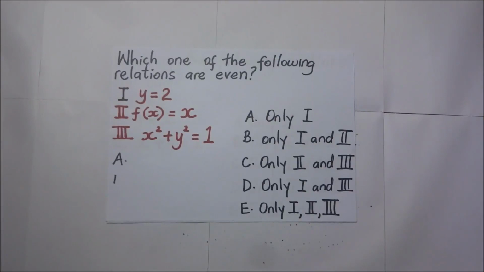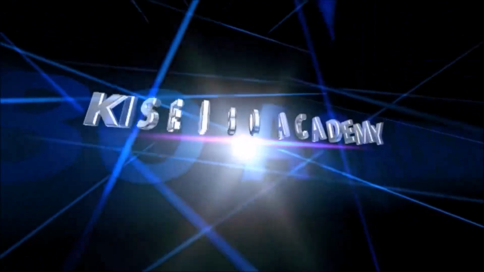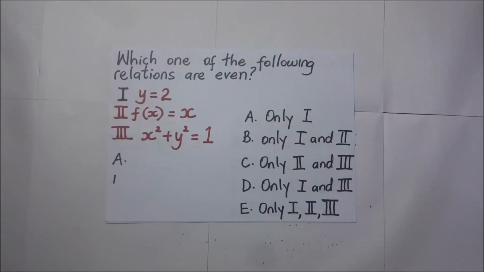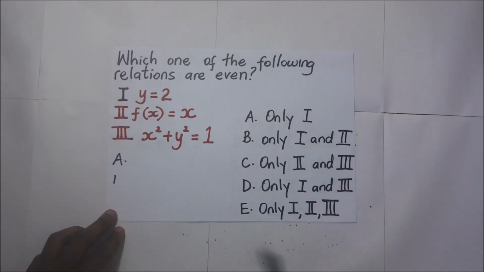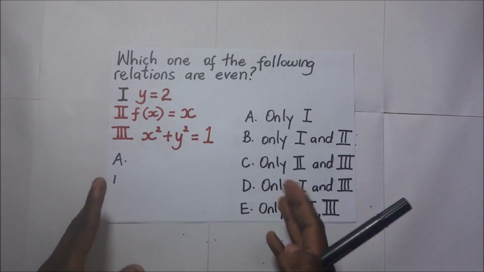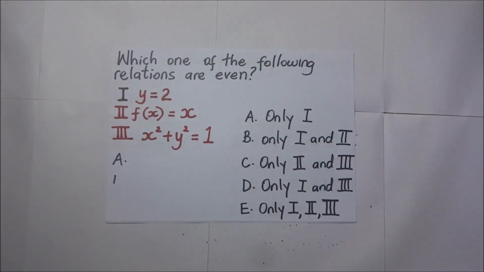In this session, we are going to do 3 multiple choice questions regarding the topic on odd or even functions. Now, which of the following relations are even? We have Roman 1, Roman 2, and Roman 3. We have y is equal to 2, y is equal to x, and then x squared plus y squared is equal to 1. Which of these relations are even?